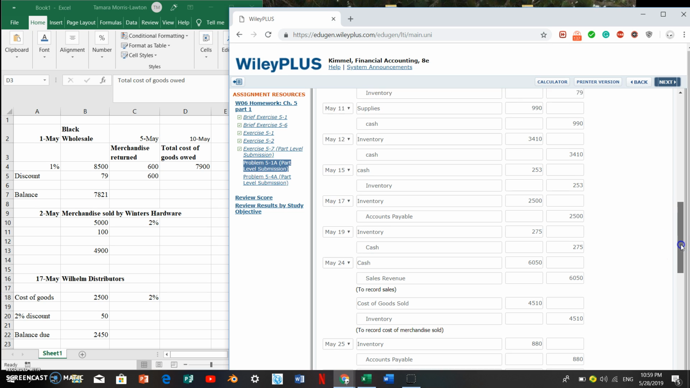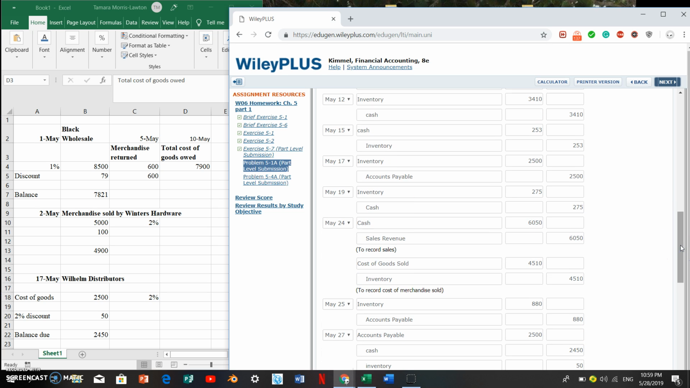We would then have to make another record in the cost of goods sold and inventory accounts to reflect the goods that they would have sold. So the cost of the goods that they sold for $6,050 was $4,510, and so we debit the cost of goods sold account with $4,510 and credit the inventory account with $4,510 because they would have taken that amount out to sell.